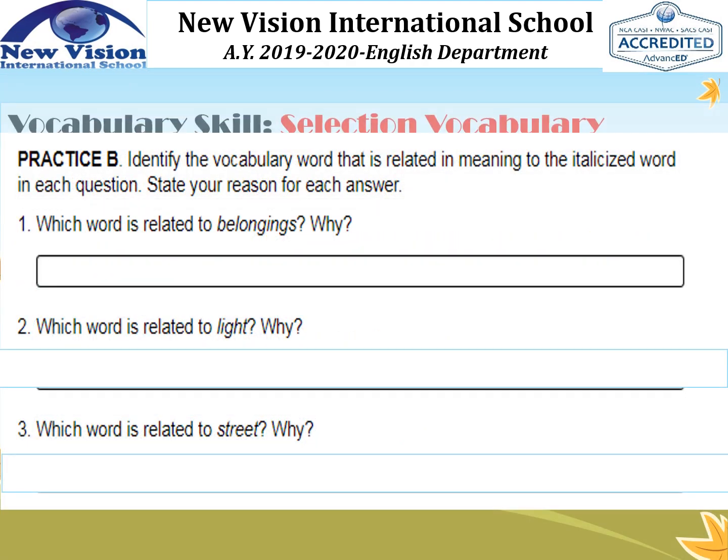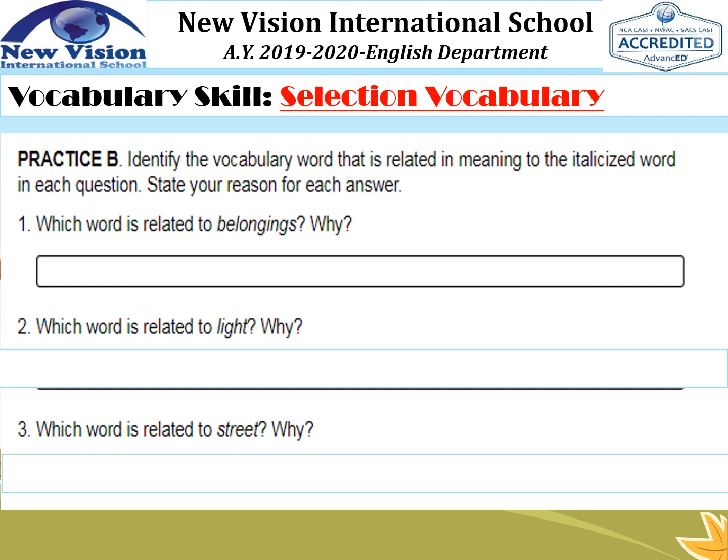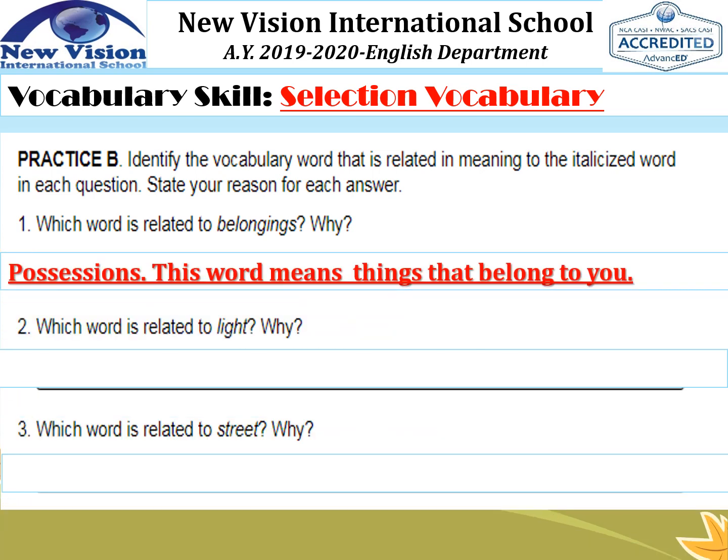Moving on with practice B, identify the vocabulary word that is related in meaning to the italicized word in each question. State your reasoning for each answer on the space provided for you. On number 1, which word is related to belongings and why? Go back again to our set of vocabulary. We have the word possessions. What does it mean again? This word means things that belong to you.